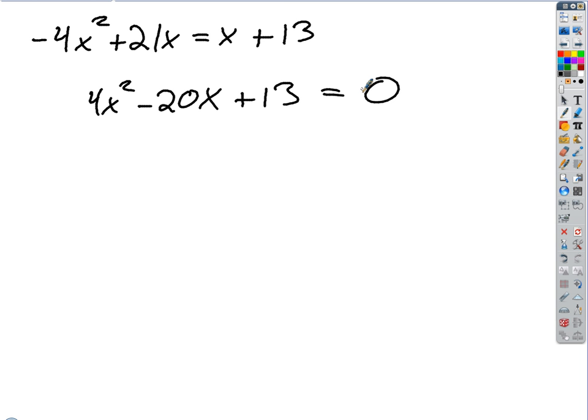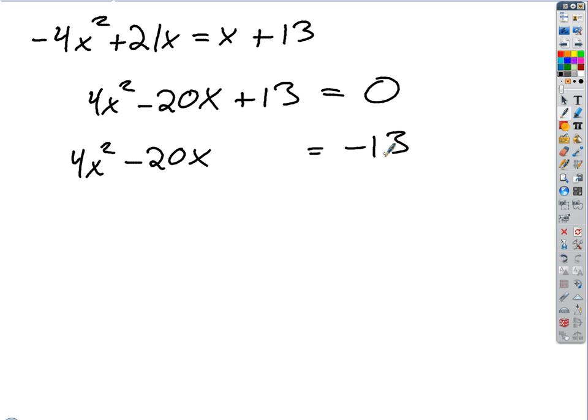Okay, so the first thing we're gonna do is subtract the 13 to get that term away, right? That leaves us with 4x squared minus 20x equals negative 13. Wait, what about the negative, the 4 being negative? No, because we added the 4 over to this side. Oh, okay. Does that make sense? Yeah. Okay.